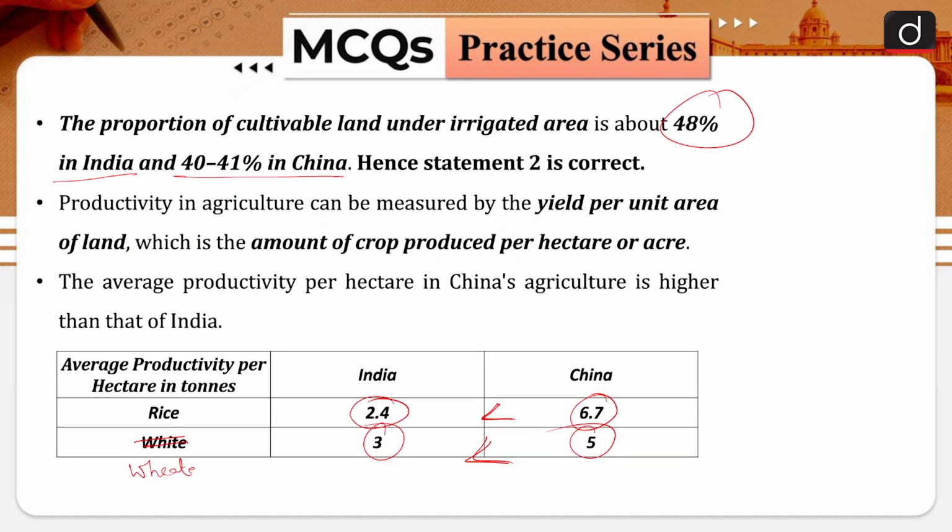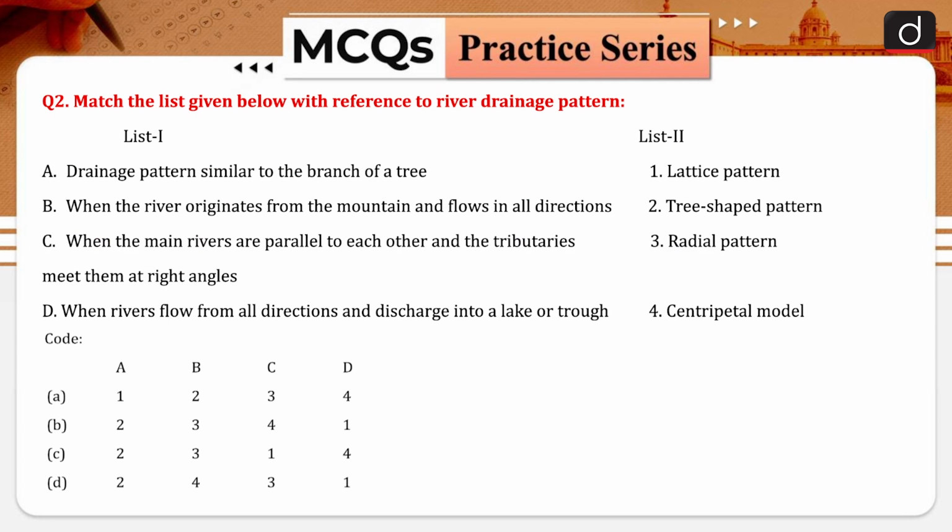Considering question number 2, match the list given below. There are certain features given in list 1, and there are certain names, or you can say drainage patterns, given in the second list. So let's read it. Drainage pattern similar to the branch of a tree. There are 4 drainage patterns given: lattice, tree shape, radial pattern, and the centripetal pattern.